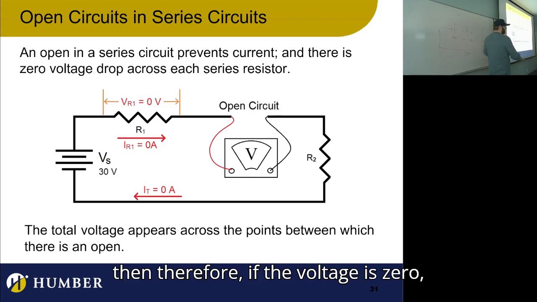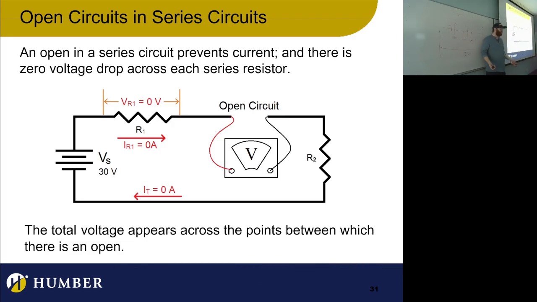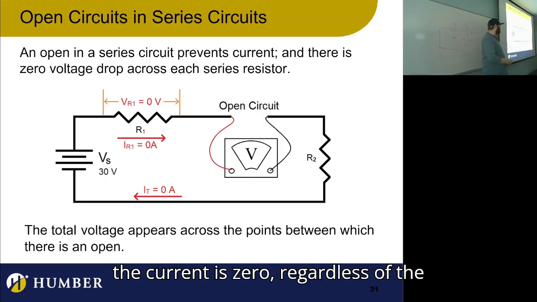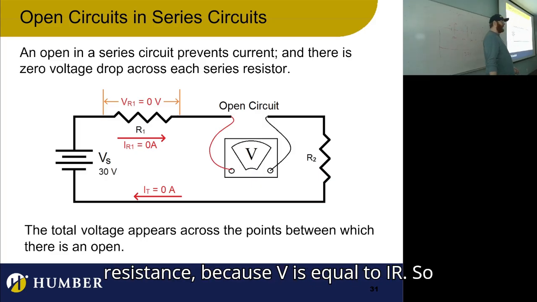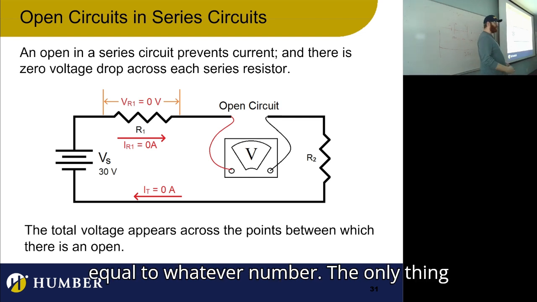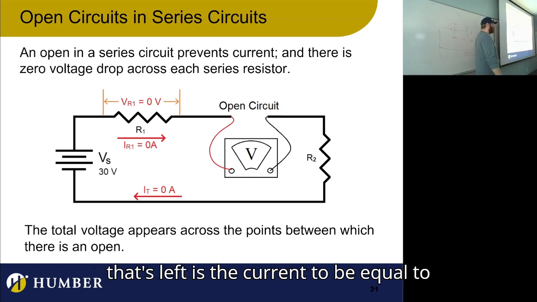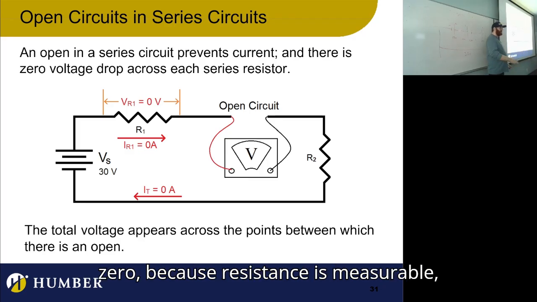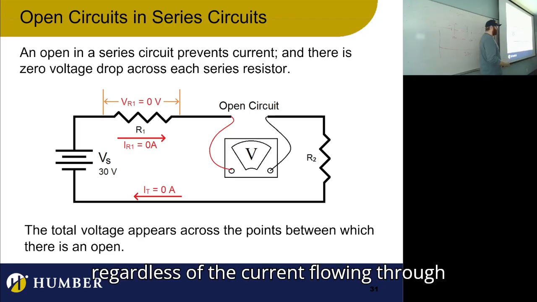And then therefore, if the voltage is 0, the current is 0, regardless of the resistance, because V is equal to IR. So if V is equal to 0, the resistance is equal to whatever number. The only thing that's left is the current to be equal to 0, because resistance is measurable, regardless of the current flowing through it.